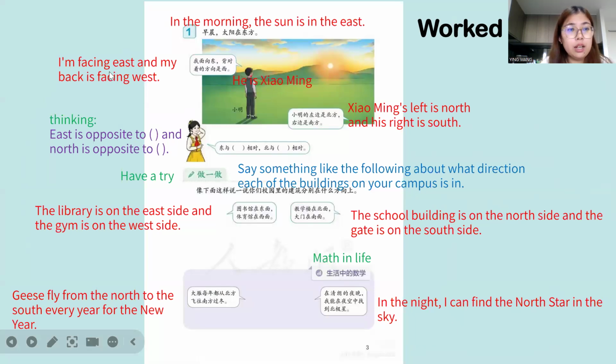Xiaoming says, I'm facing east and my back is facing west. And here is another line under the picture. Xiaoming's left is north and his right is south. The step-by-step statements in the textbook in words could be seen as a worked example through which students could learn that east is to their right, west is to their left, north is in front of or above them, and south is behind or below them. So students can fill in that east is opposite to west and north is opposite to south.